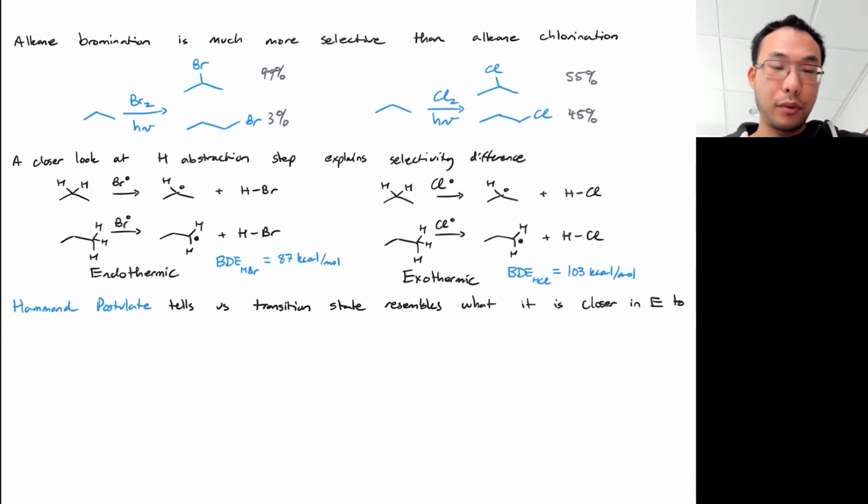If you don't know what the Hammond postulate says, it tells us that the transition state for any reaction from reactants to products is going to look more similar to the side of the reaction that it is closer in energy to. It is also going to be located on the x-axis closer to the side of the reaction that it is closer in energy to.